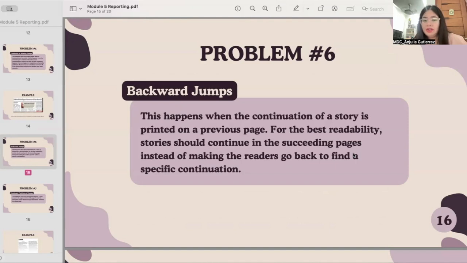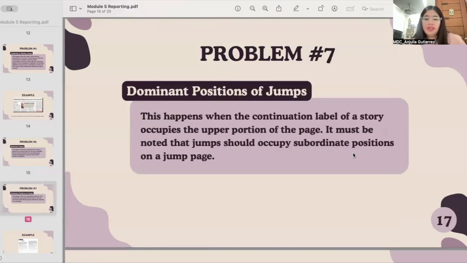So this happens when the continuation of a story is printed on a previous page. This is even more disorganized when your story is not in sequence. So for the best readability, stories should continue in the succeeding pages instead of making the readers go back through the pages to find a specific continuation. And the last pitfall that we have here is dominant positions of jumps.